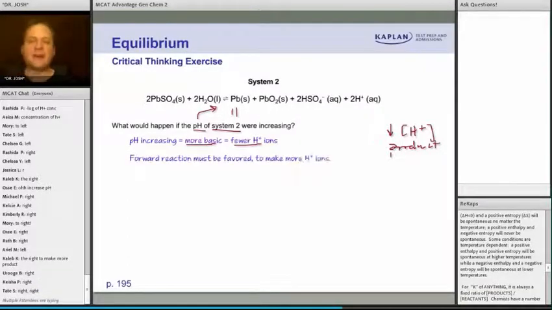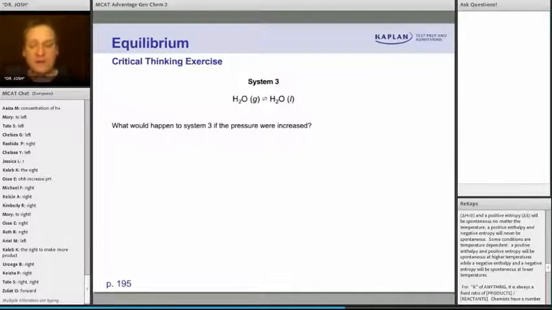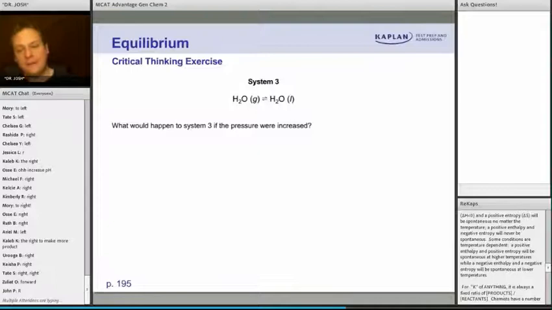If we remove product, go to that side. So increased pH means removing protons, which means we shift it over to the right. Forward is reversed. We're going to make more product because we've got to make more protons. So don't just rush through them. Make sure to think your way through to get those points. Definitely something that we've got to have ready for us on testing.